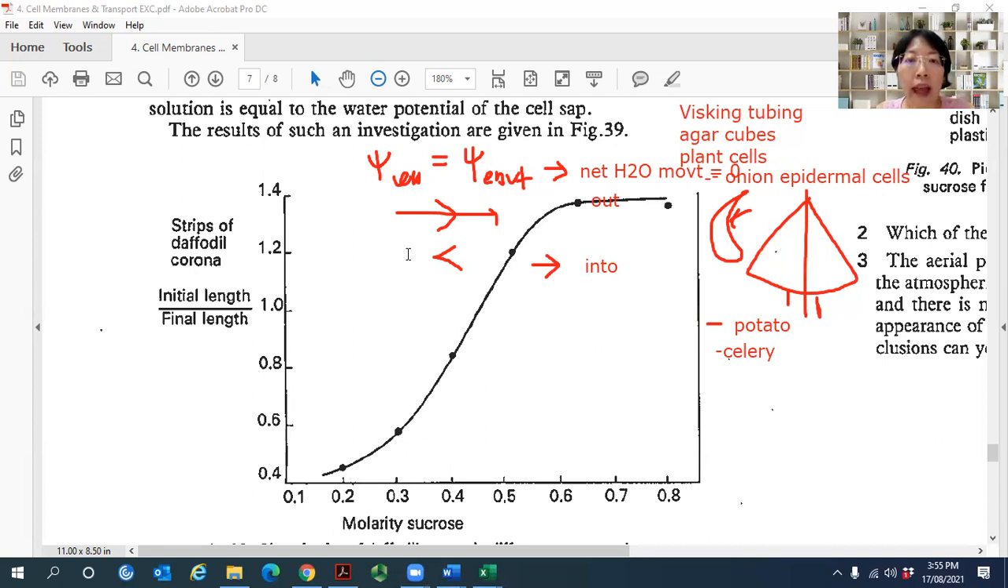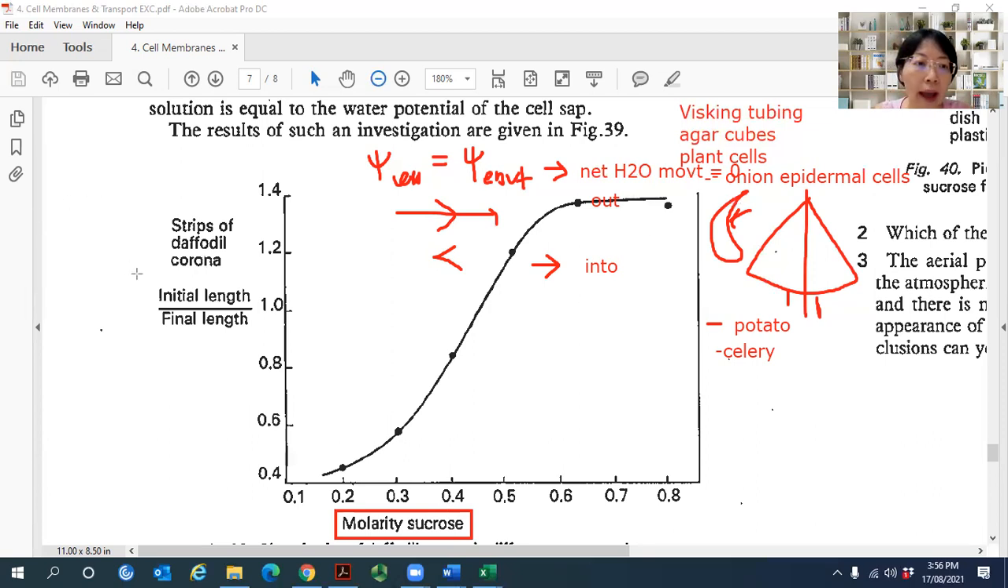Now for the environment, I'm using sucrose solution. Molarity means different concentrations in the form of molar, mole per dm cube. Therefore, when I want to find out the water potential of my plant cell, I need to find out the concentration of sucrose such that when I immerse my plant cell into it, there will be no change to my plant cell, because there's no net water movement.